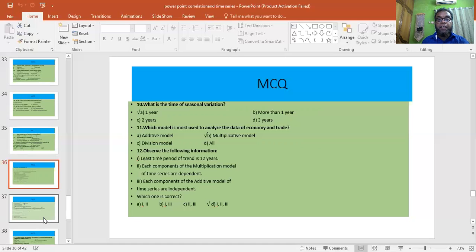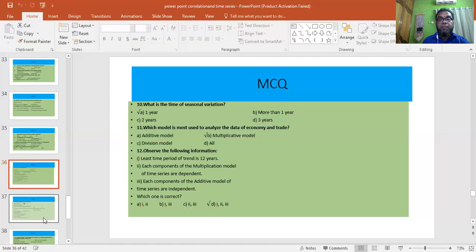So in number 10, what is the time of seasonal variation? 1 year. Which model is most used to analyze the data of economy and trade? Number 11, multiplicative model. Number 12, least time period of trend is 12 years.